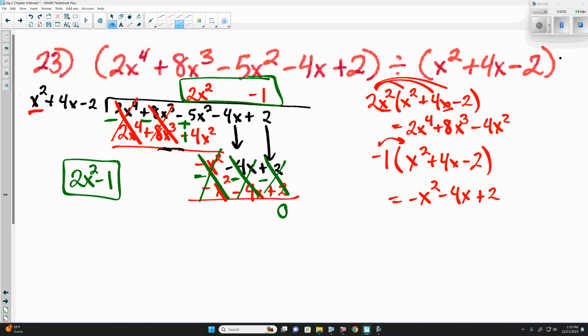Questions on 23? Questions on this here? Why did I bring it out a plus? I did 2 because I miswrote 2 as 12.